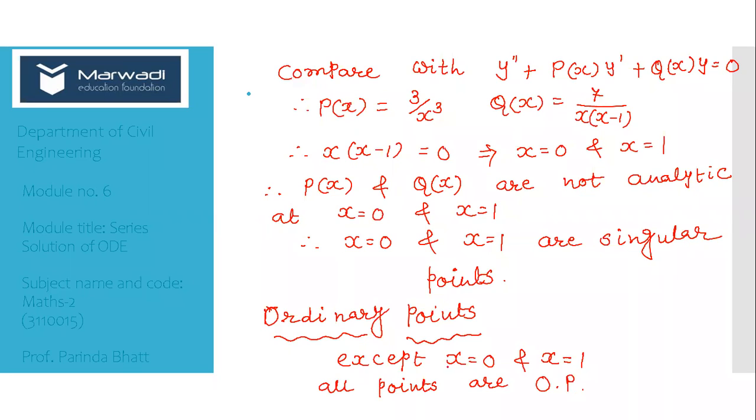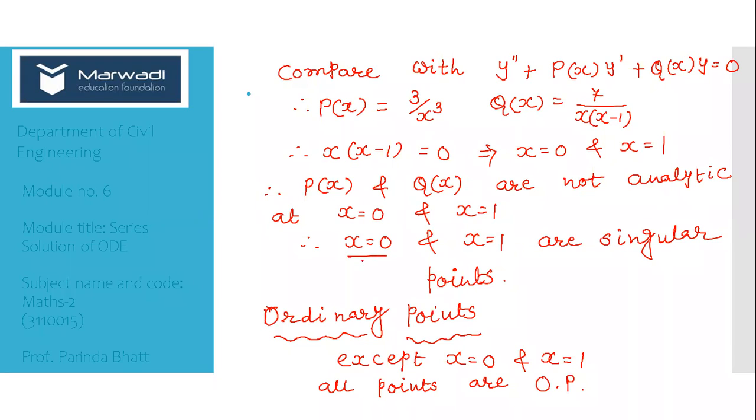Because for any point, if you take x equal to 2 and put it over here, 3 upon 2 cube is 3 by 8, which is a finite value. Now apply 2 over here: 7 by 2 into 2 minus 1 gives 7 by 2, and this is also finite. For these values we are getting finite answers. These are analytic and are known as ordinary points. If you enter 2, minus 2, 3, minus 3, 4, 5, any number, all the points are ordinary points.